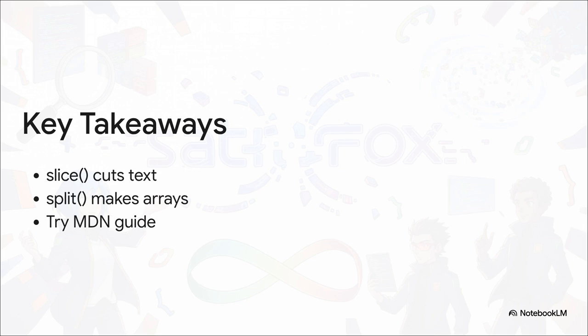You now have the slice method, which is your scalpel for extracting highly specific string segments using zero-based index counting. And you have the split method, your absolute organizational powerhouse for breaking stuck-together strings apart into neat array pockets based on a separator. But listen, slice and split are just two of the many built-in functions waiting for you. I highly recommend checking out the Mozilla Developer Network, or MDN, String Methods Guide. It's just an amazing resource to discover dozens of other ways to manipulate text.